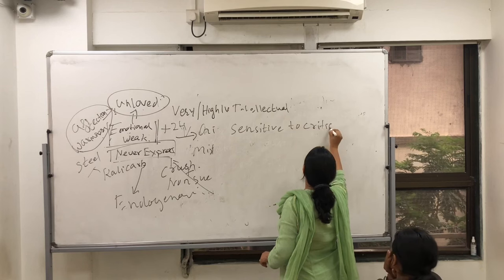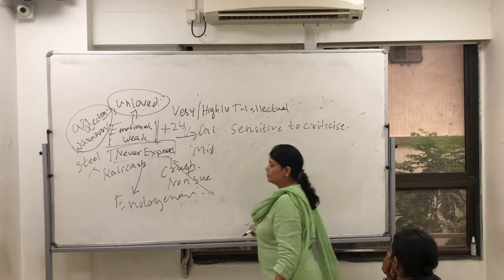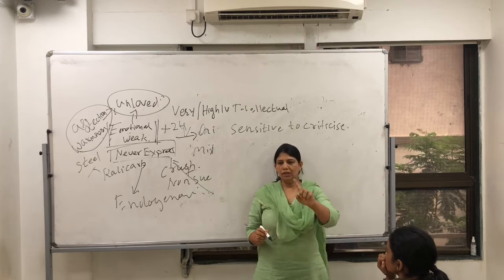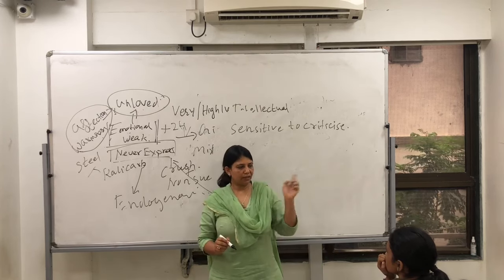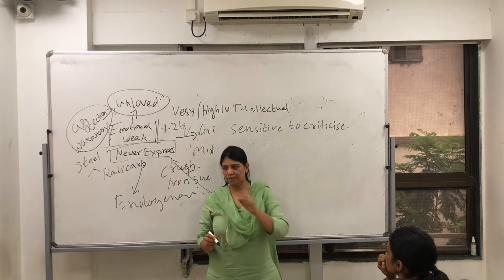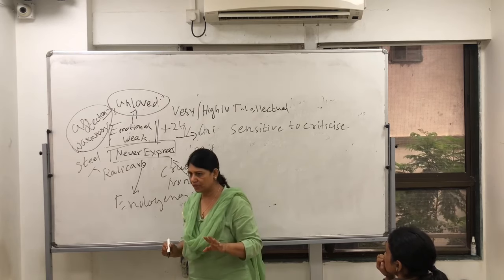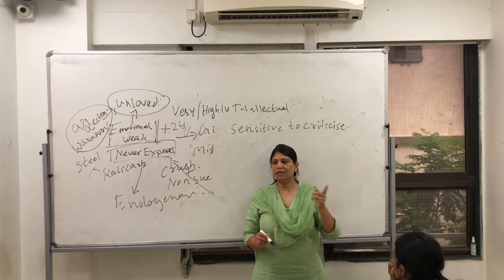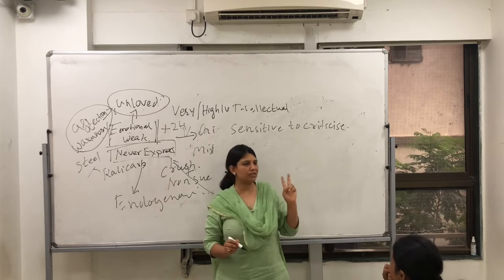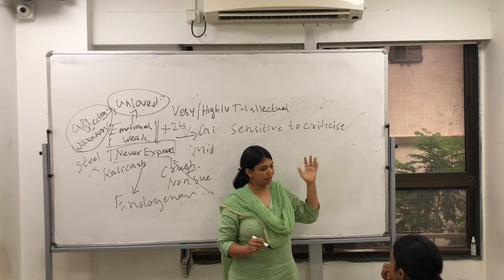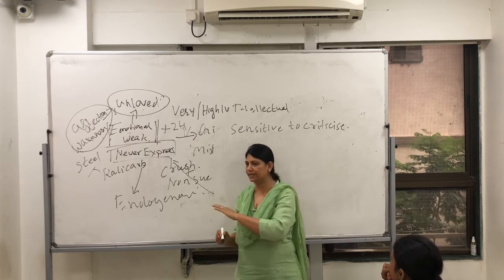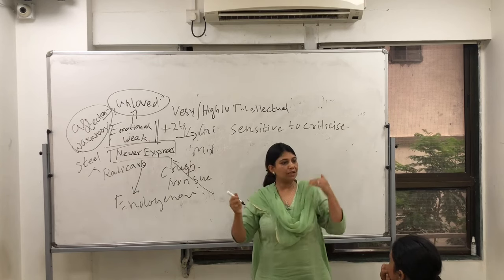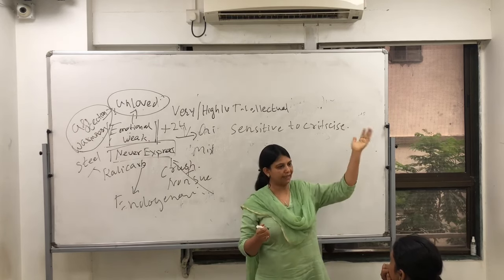Now, the third factor is sensitivity to criticism, which is very important. Now see what happens. Natrum muriaticum and Ignatia are not sensitive to criticism. Pulsatilla is not sensitive to criticism because they are not highly intellectual. But Aurum and Carcinosin are the two remedies that are sensitive. Carcinosin is not highly intellectual, but also has sensitivity to criticism. But Aurum is highly intellectual.